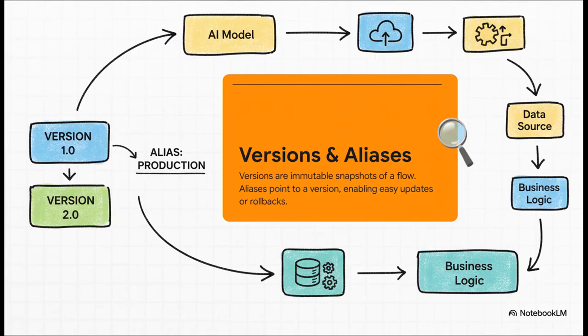Now, this last part is really clever. The deployment uses a system of versions and aliases, which is basically your safety net. When you're ready to go live, you publish a version. Think of it as a permanent, unchangeable snapshot of your flow. Your actual app then just points to an alias, which is like a label, and you can stick that label on any version you want. So rolling out a new update is as simple as moving the label. And if something goes wrong, you just move the label right back to the old version. No code changes, no panic. It's awesome.